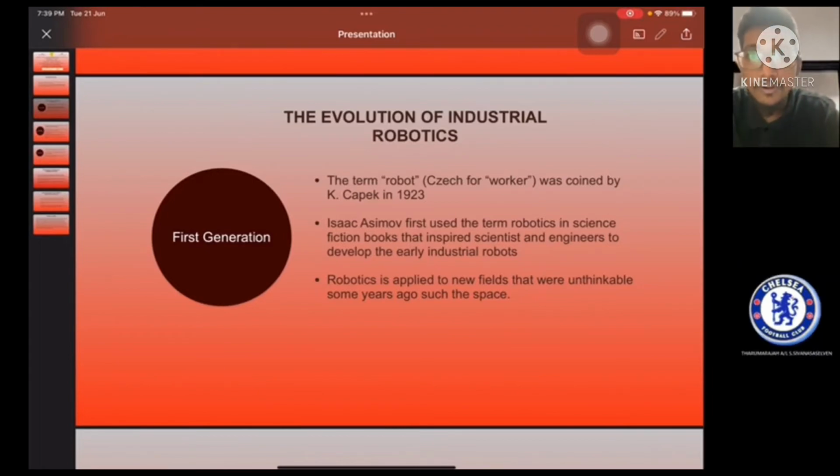And robotics is applied to new fields that were unthinkable some years ago, such as space. Industrial robots are every day more light, tough, fast, and easy to reprogram, with new features to understand their environment, and also to interact with it and with humans in collaborative tasks. Okay, next.